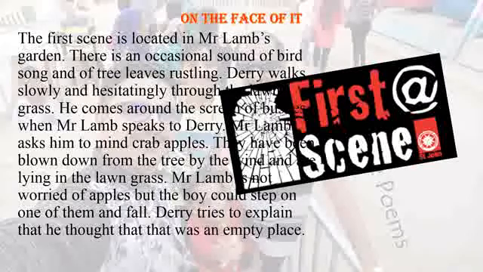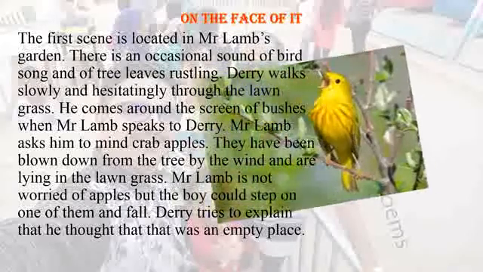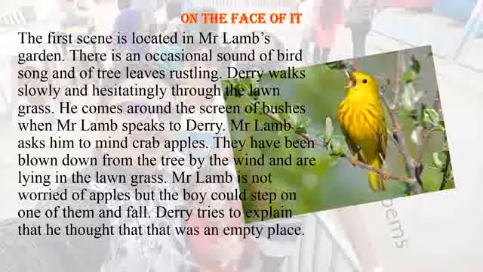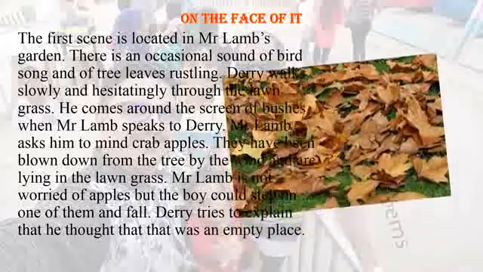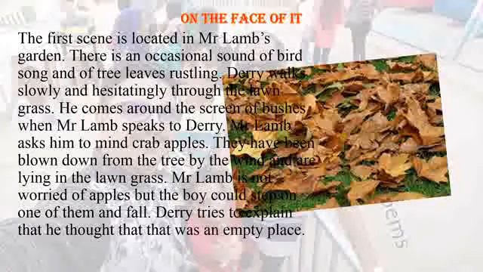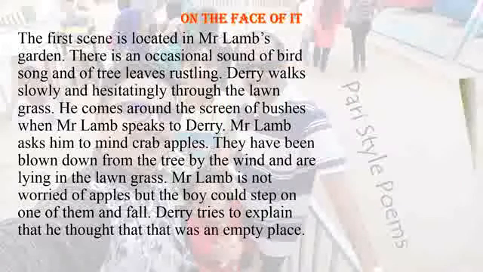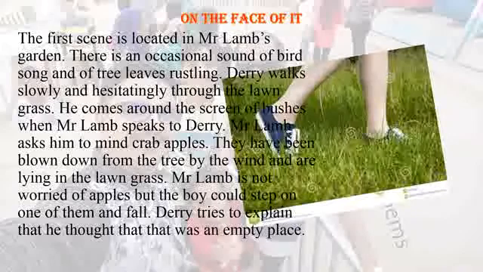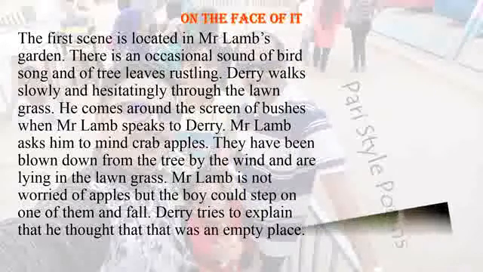Mr. Lamb asks him to mind the crab apples. They have been blown down from the tree by the wind and are lying in the long grass. Mr. Lamb is not worried about the apples, but the boy could step on one of them and fall. Derry tries to explain that he thought that was an empty place.